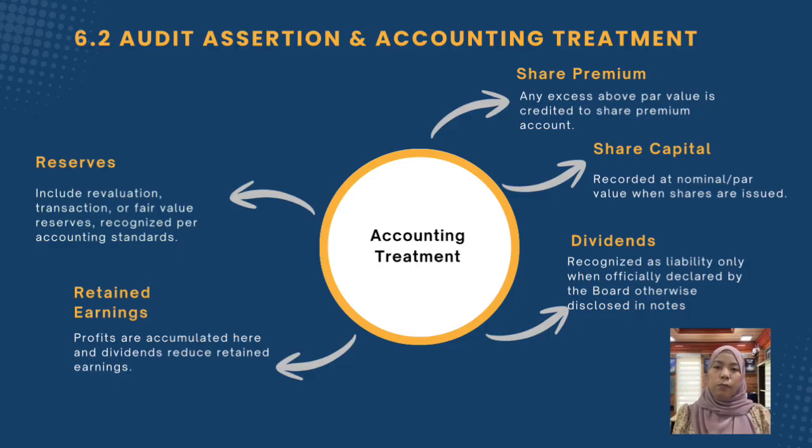From an accounting perspective, dividends are not recognized as a liability when they are merely proposed. They only become a liability when they are formally declared by the board of directors. Before that, they are only disclosed in the notes to the financial statements. This treatment is important because it ensures that liabilities are not overstated before official approval.